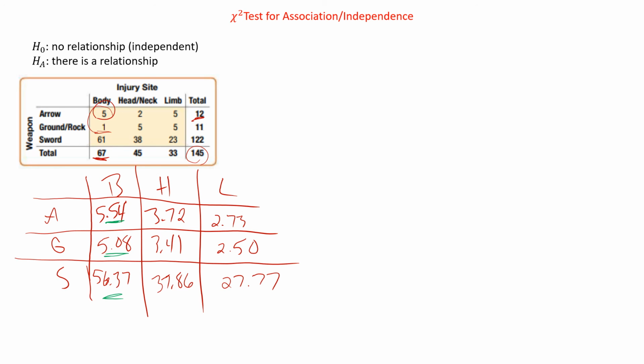So now we can find our chi-squared value. Remember the chi-squared value, we're going to take the sum. So chi-squared will be the sum. We're going to have the observed minus expected, so 5 minus 5.54 squared divided by the expected, 5.54, plus, and then we do this for each of them, 5.08 minus 1 squared. I switched the order on those two.